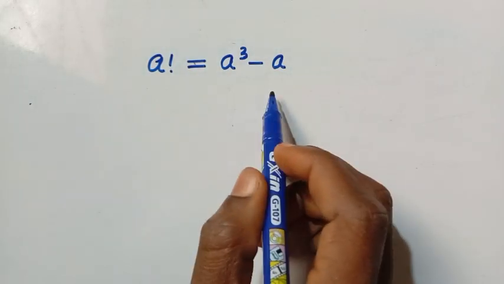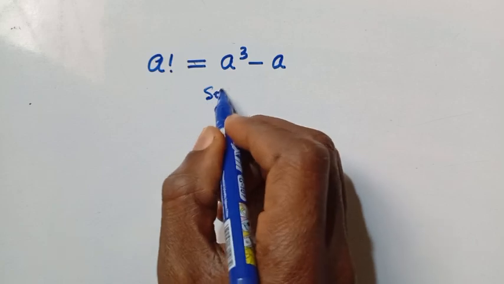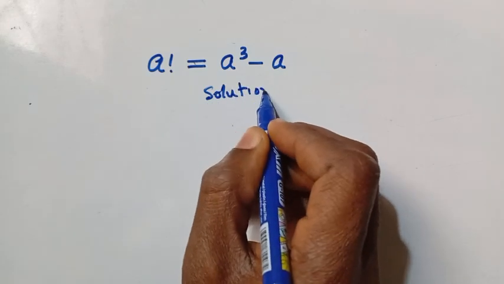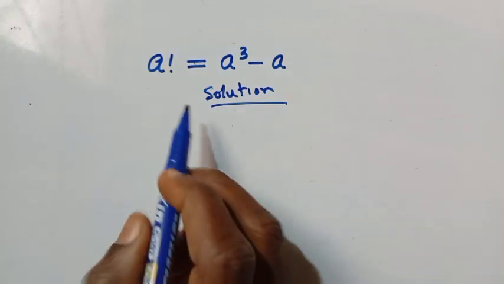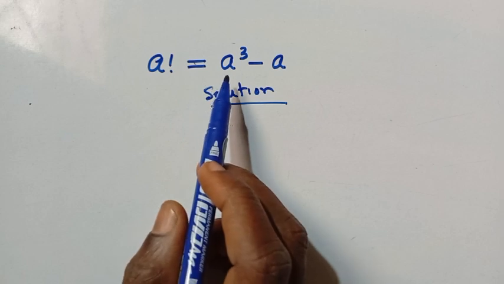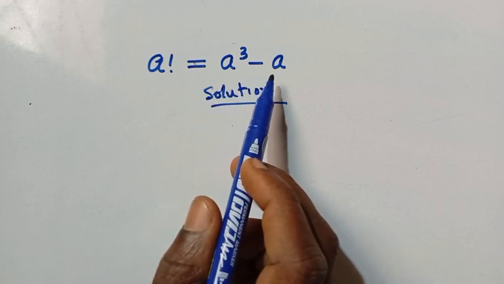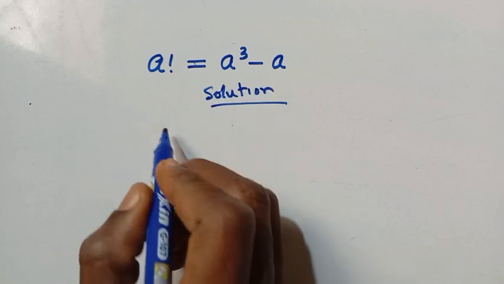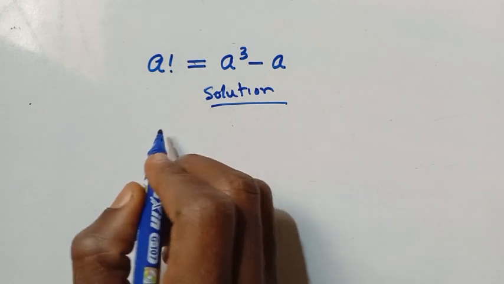How to solve these nice algebra equations? So let's see the solution from here. We are given a factorial equals a cubed minus a. Here we have to understand the concept of factorial first.